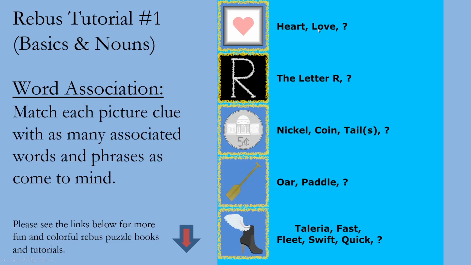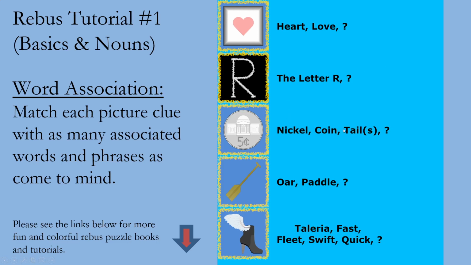And here we have heart or love or question mark. And we put in the question marks on all of these because we may have missed something and we have to come back later and fill in that question mark. So we always want to keep an open mind that there could be something missing, even after we make these word associations. And we have the letter R.